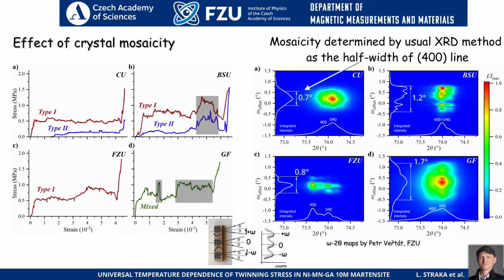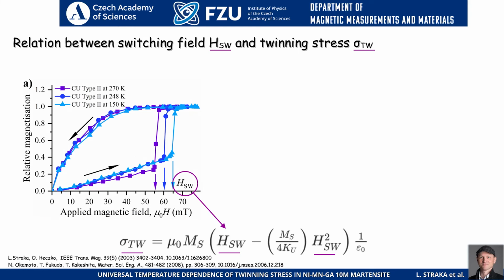But when we look at BSU, the mosaicity is comparable. So mosaicity itself cannot be the main reason for these problems with the inability to create type 1, type 2 twin boundary. So far this was all room temperature measurement, but how do we measure at low temperatures, which is interesting for us? One possibility is to measure directly.